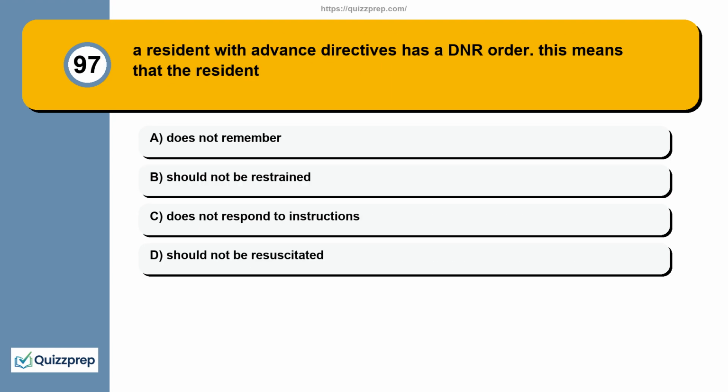Question 97. A resident with advance directives has a DNR order. This means that the resident: option A, does not remember. Option B, should not be restrained. Option C, does not respond to instructions. Option D, should not be resuscitated.